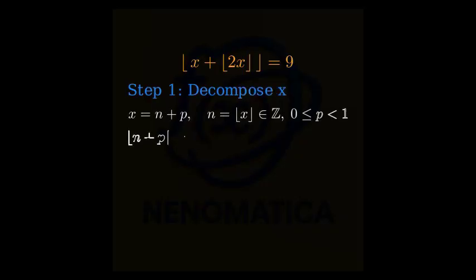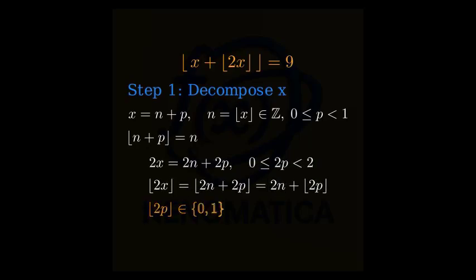Step 1. Decompose x as n plus p, where n equals floor of x, an integer, and p is the fractional part with 0 less than or equal to p less than 1. Then floor of n plus p equals n. Next compute 2x, which is 2n plus 2p. Since 2p lies between 0 and 2, floor of 2p is either 0 or 1. Therefore, floor of 2x equals 2n plus floor of 2p.